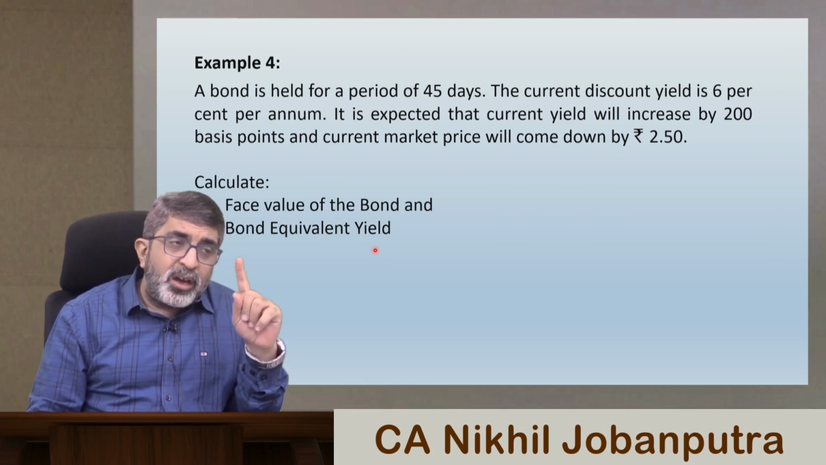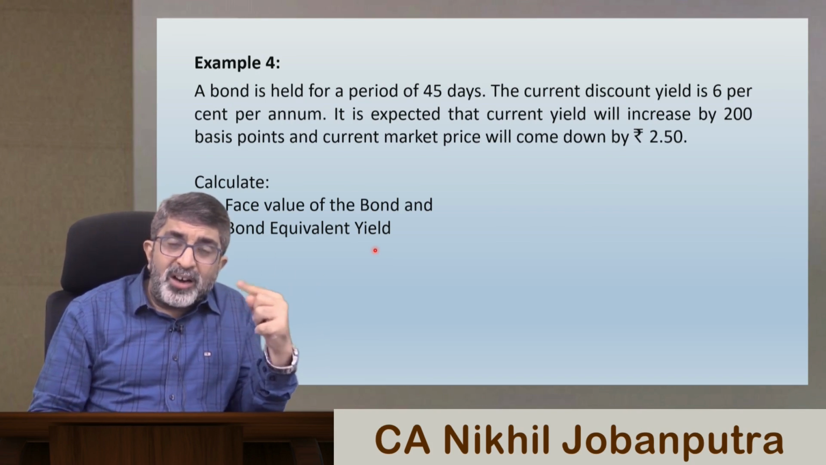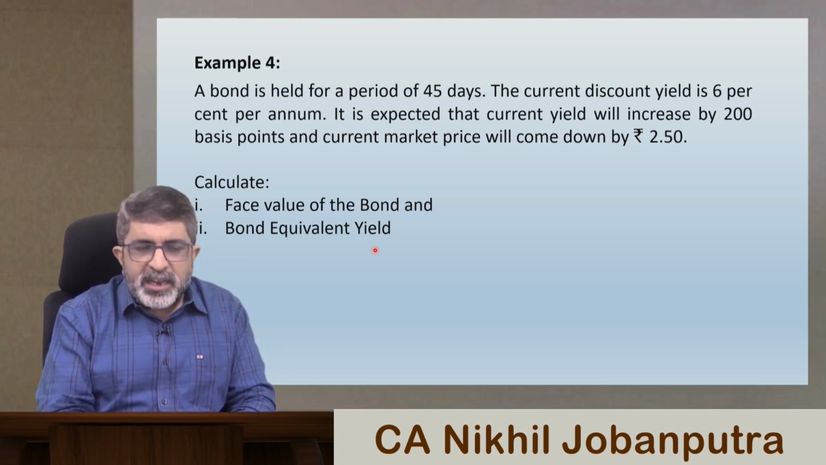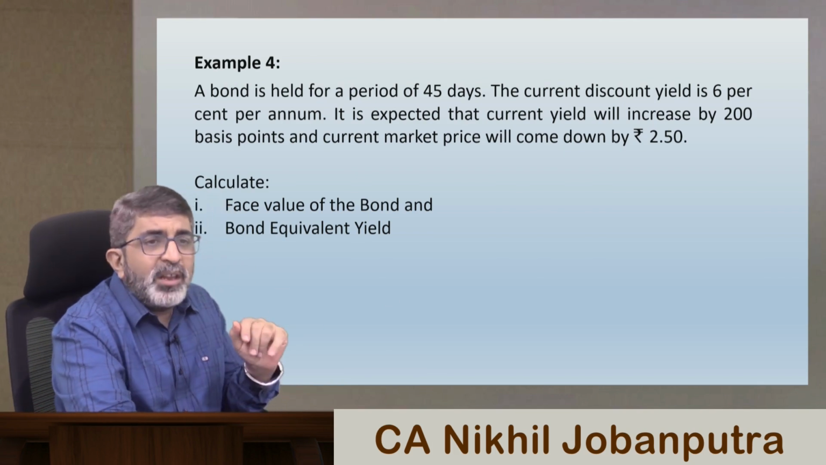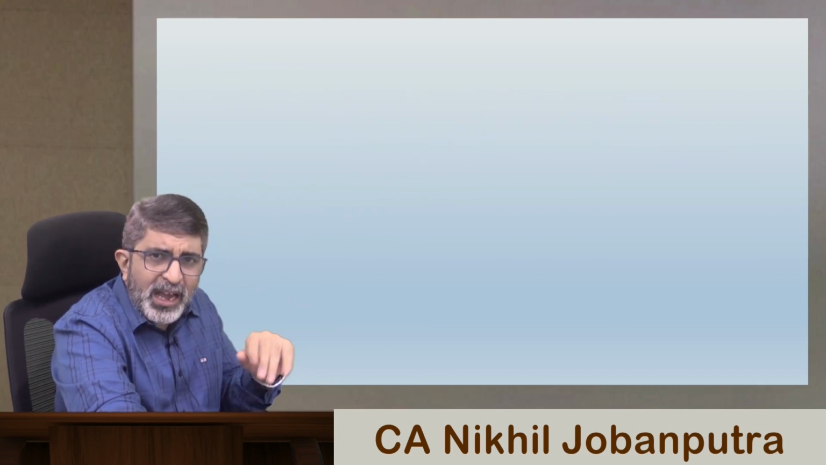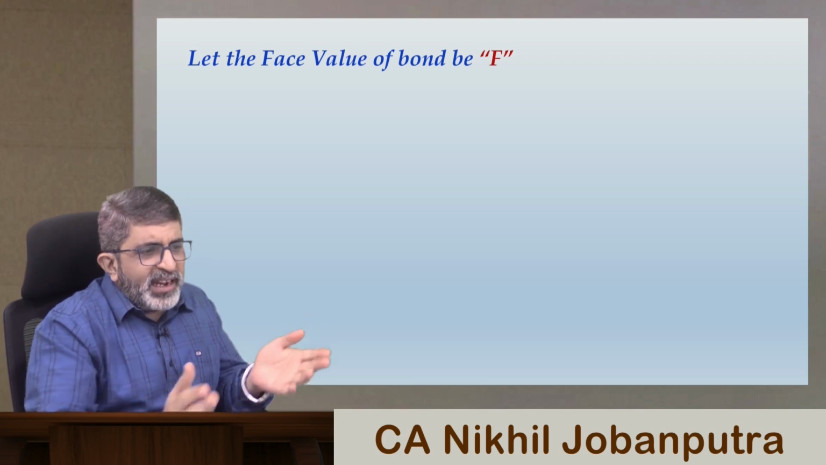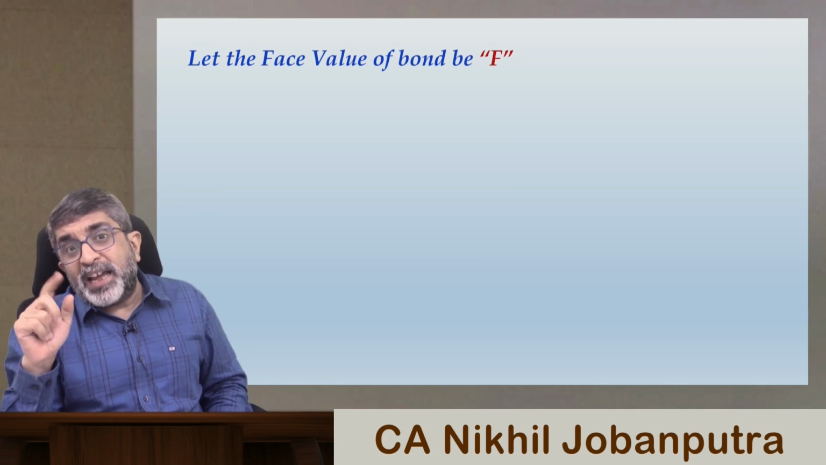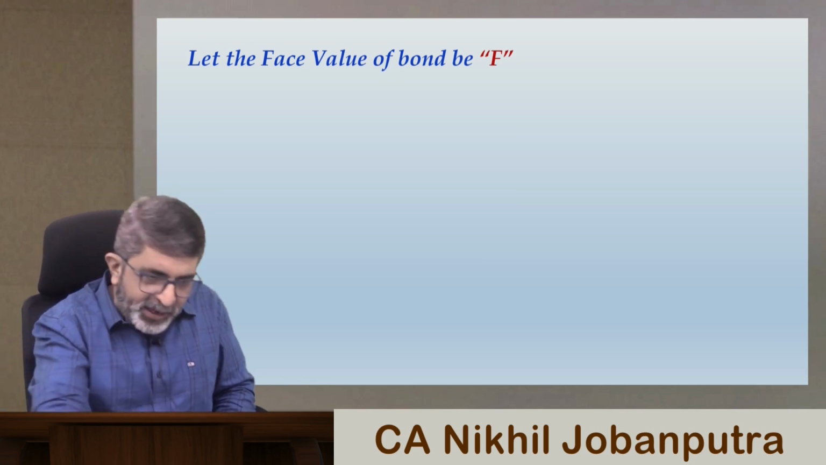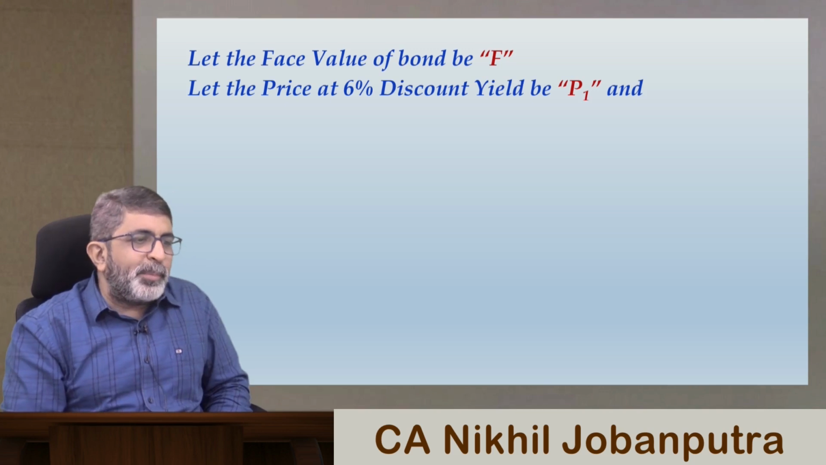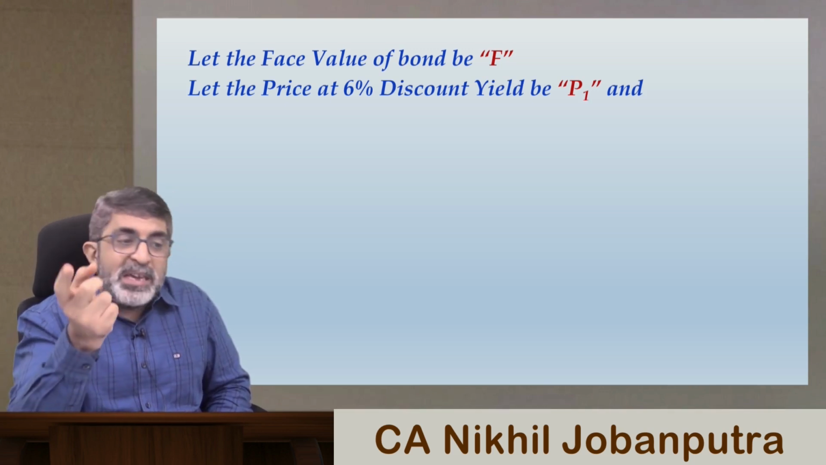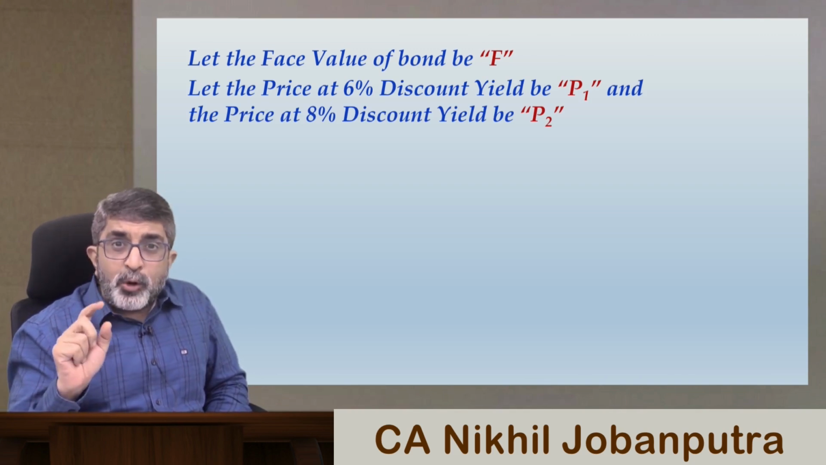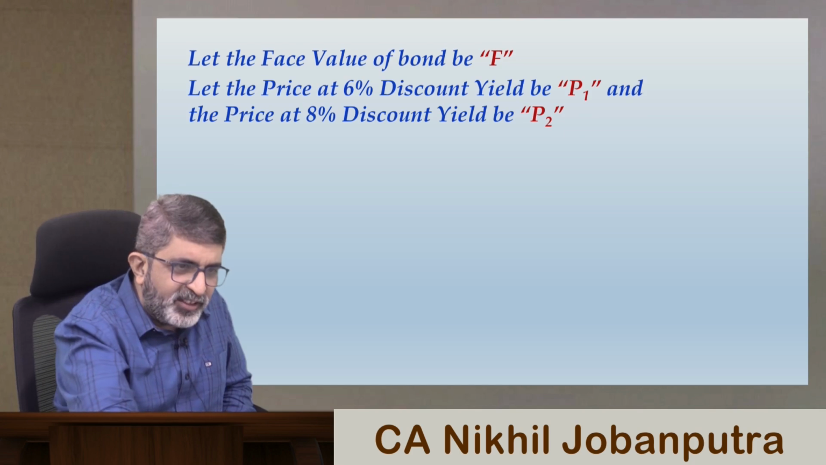Now based on the knowledge that you have got from the earlier examples, if you connect this information, it doesn't seem to be complicated. You just need to present the solution in a systematic manner. I'll guide you through the solution now. We'll say let the face value of the bond be P. And now we know that the price will not be just one price, there will be two different prices. So we will assume, let the price at 6% discount yield be P1 and let the price of the bond at 8% discount yield be P2. So we have two different prices, P1 and P2.